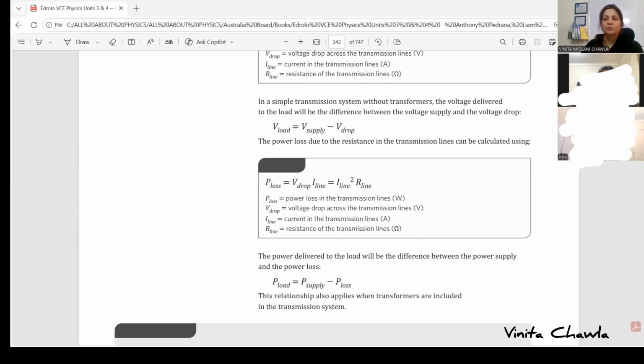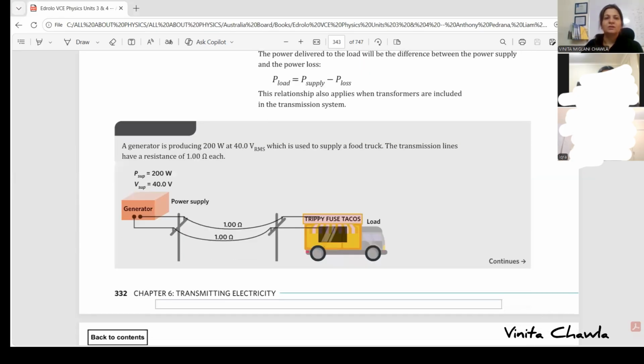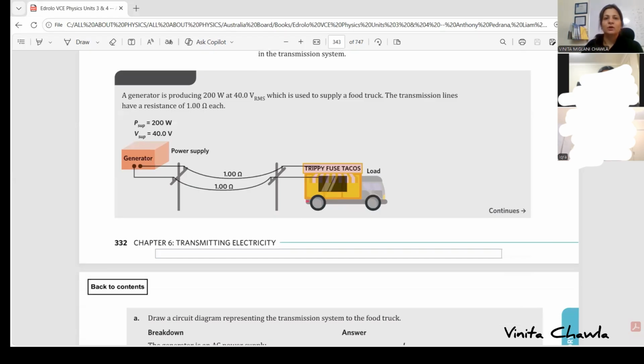So let's do this question now. A generator is producing 200 watt at 40 volt RMS. So the RMS value of voltage is given. This is the root mean square voltage, which is used to supply a food truck. The transmission lines have a resistance of 1 ohm each.